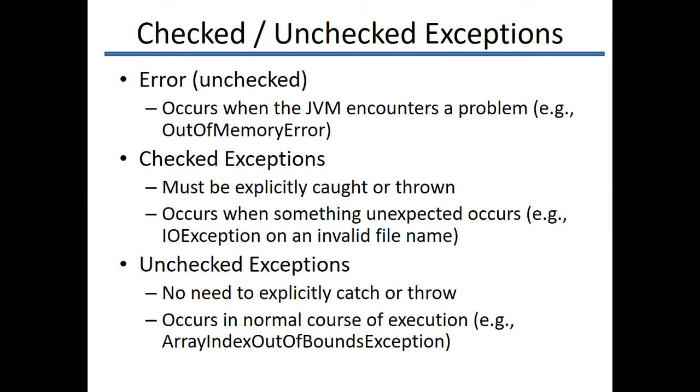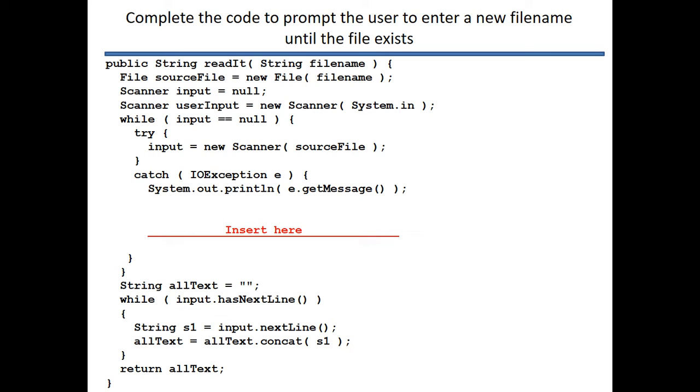Okay, so let's do some exercise on what we learned so far. This is an exercise about read it, right? We have seen this before. This is the try and catch block that we have used to basically take care of this IO exception that may come from a scanner.